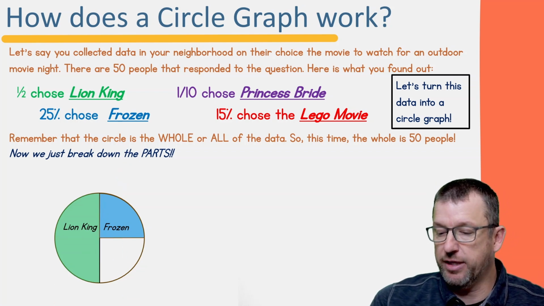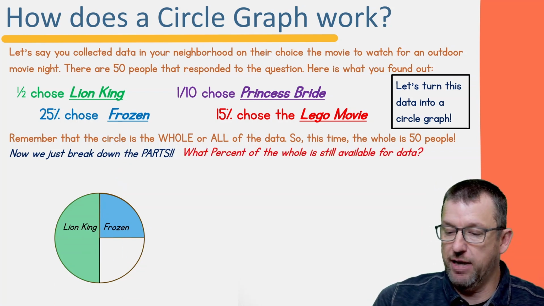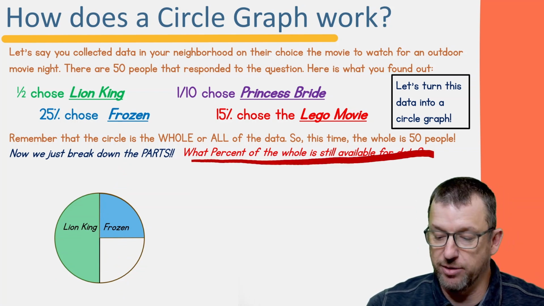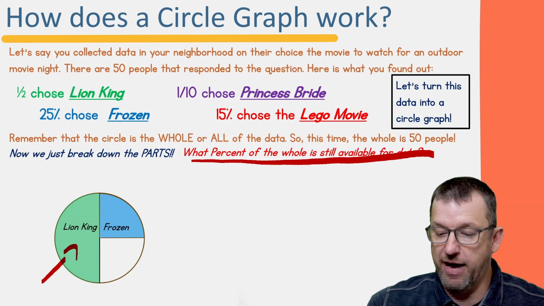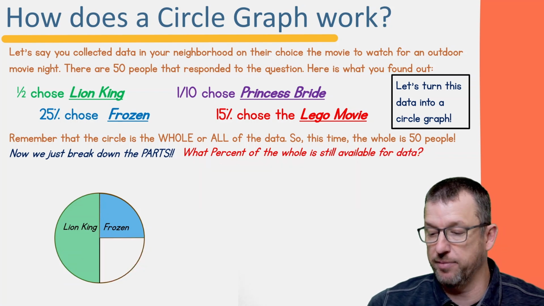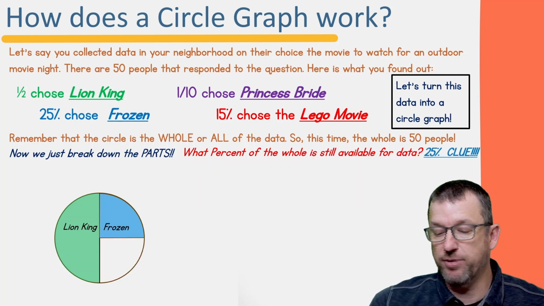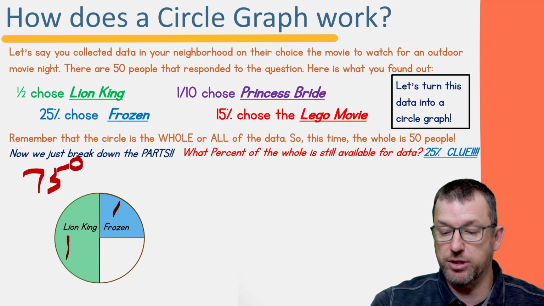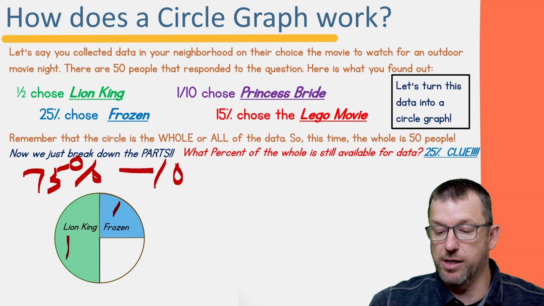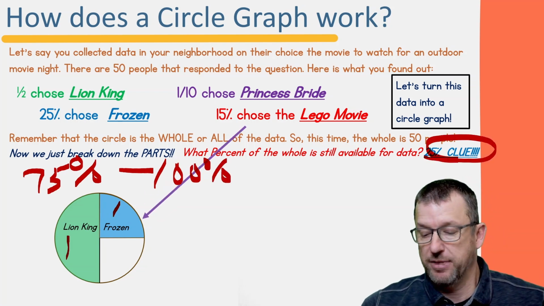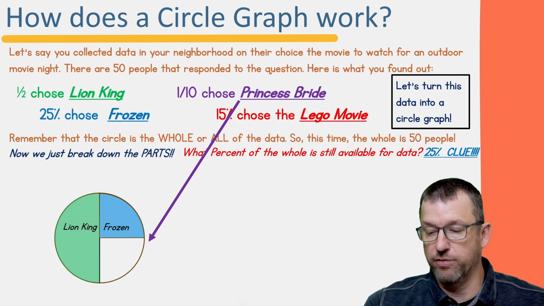Okay. Now we've got a little bit of a tricky situation because we have tenths and we have 15%. What percent of the whole is still available to us? If this was half or 50% and this was 25%, what is left over? And this is like a trick for you guys and really will be helpful. It's 25% is left over because it was 50 and 25 is 75% and a whole equals 100%. So what's left over? 25%. Okay, so that becomes an important clue for us.